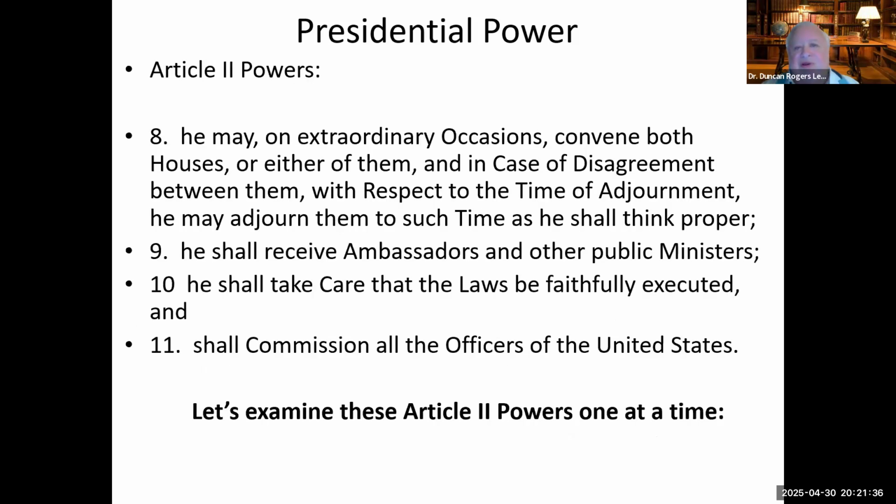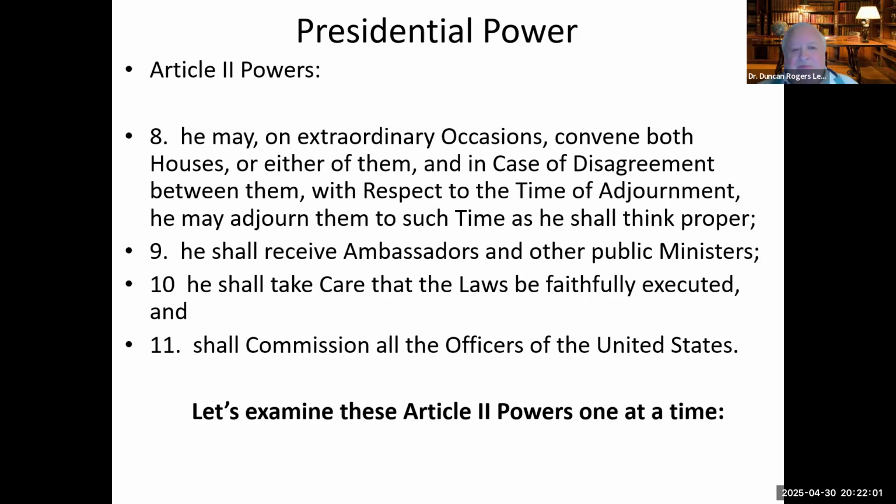He may on extraordinary occasions convene both houses or either of them, and in case of disagreement between them with respect to the time of adjournment, he may adjourn them to such time as he shall think proper. He shall receive ambassadors and other public ministers. He shall take care that the laws be faithfully executed and shall commission all officers of the United States.